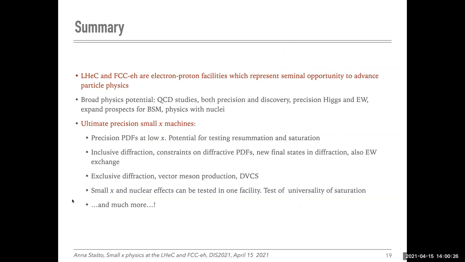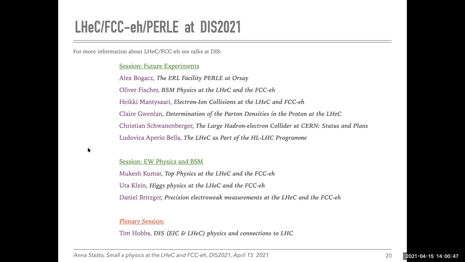I listed a few things in terms of small x phenomena, but this is also a very selected list. There are more studies that were performed, and you're welcome to look at our CDR update. And as a last point, if you have missed some talks, there were a number of talks on LHeC and FCC at this conference, which are listed here, and tomorrow there will be DIS physics at EIC and LHeC and connections to LHeC. Thank you.